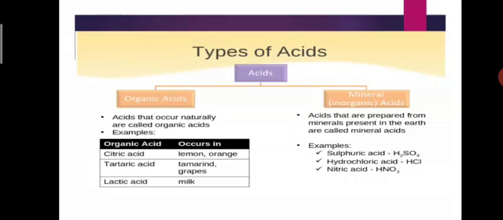Next, in mineral or inorganic acids, acids that are prepared from minerals present in the earth are known as mineral acids. What are the examples of this one? Sulfuric acid H2SO4, hydrochloric acid HCl, and nitric acid HNO3. So this is the basic difference between organic acid and mineral acid. Organic acids occur naturally, and the acids that are prepared from minerals are known as mineral acids or inorganic acids.